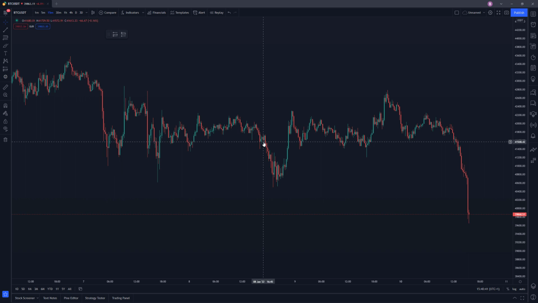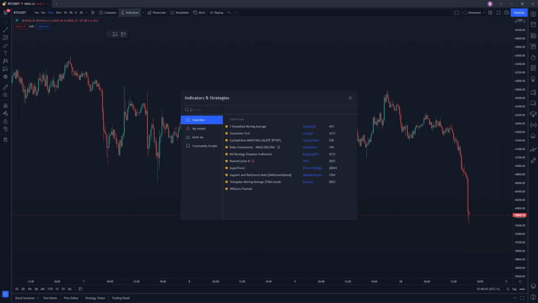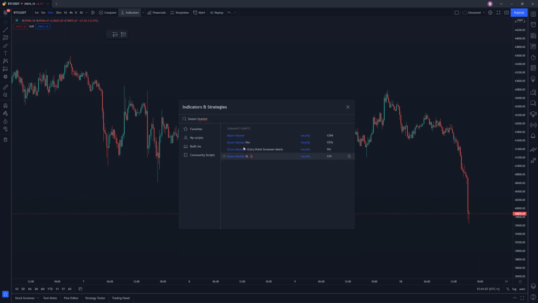So first things first, let's add the indicator to the chart. On the top, go to indicators. Search for Boom Hunter. It's developed by BYBIT. I think it's verified, but I would say BYBIT in this one. It's called Boom Hunter Pro. Let's add that one. This guy is an amazing developer. You have to check his accounts later after the video. He has a lot of great stuff. But okay, let's add this one.